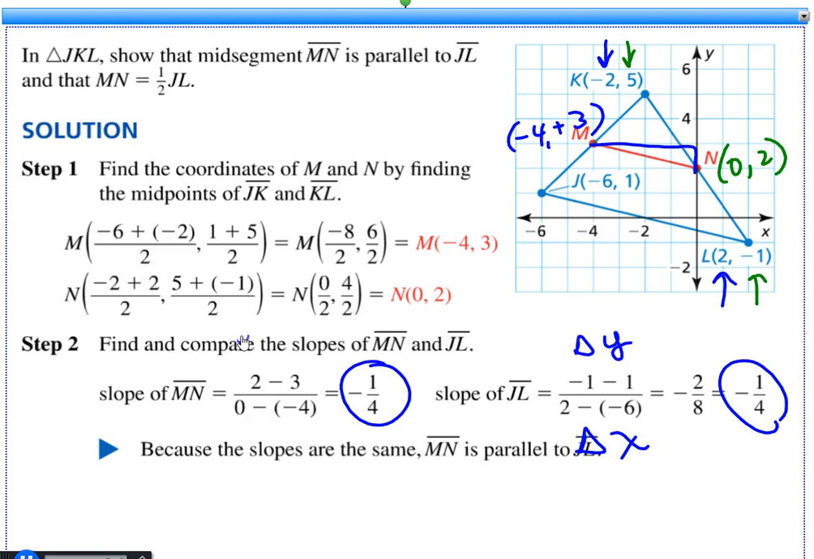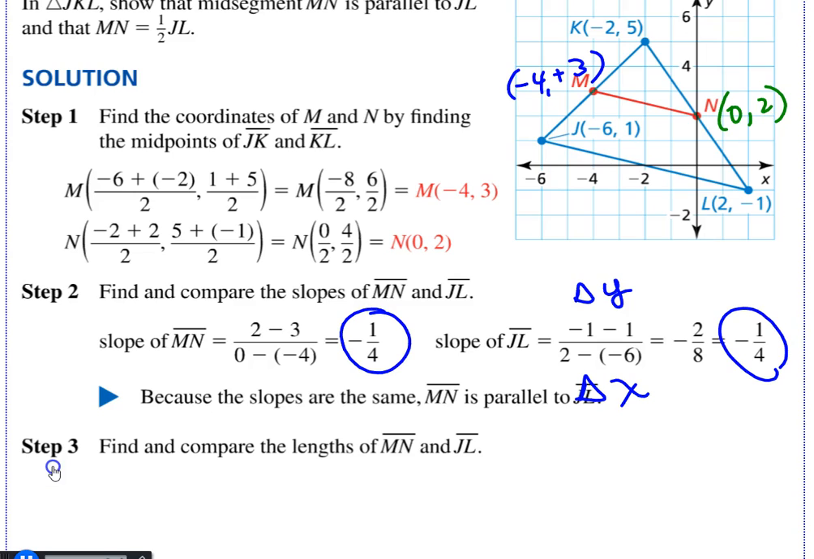Now the last thing they wanted us to do was show that MN was half as long as JL. So in order to do that, we're going to need to find the lengths of both of those segments. So our step 3 is to compare the lengths. And we'll find the length of MN by doing the distance formula.